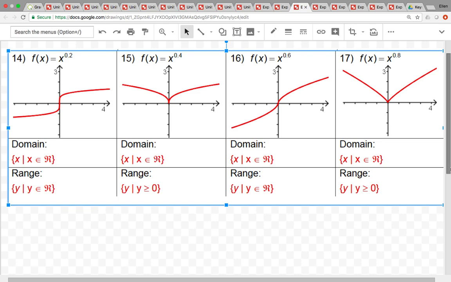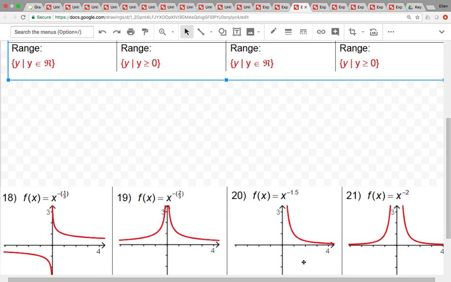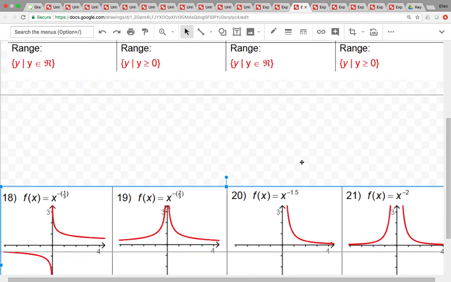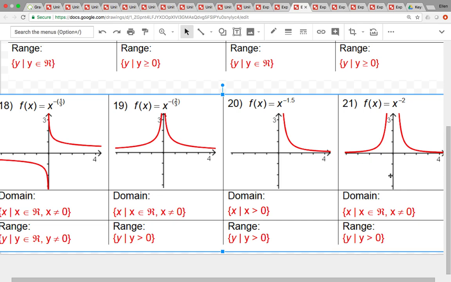All these different graphs are different setups of what your power function can look like. And then we have a few more when your exponent is negative, you end up with rational functions. That's something that you probably want to take note of. Negative exponents on your power functions give you rational functions.